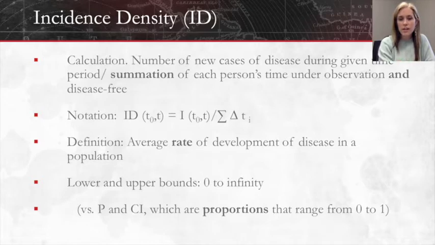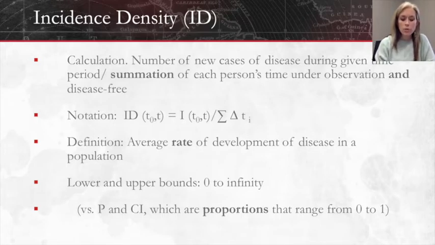Now here's the notation. Don't get scared with the math formulas, but basically what that is looking at is, from time period A to time period B, how many new cases were there and how many disease-free time units were contributed between point A and point B. So another definition is just the average rate of development of disease in a population.